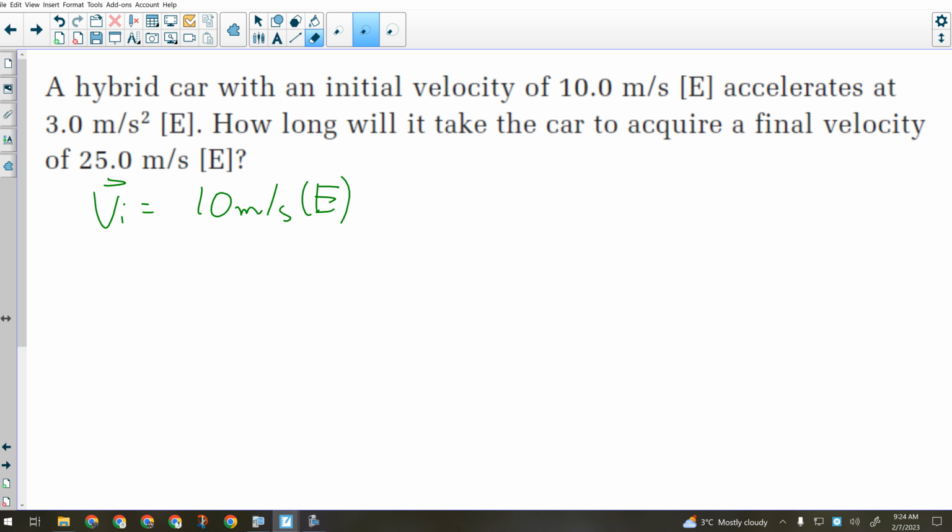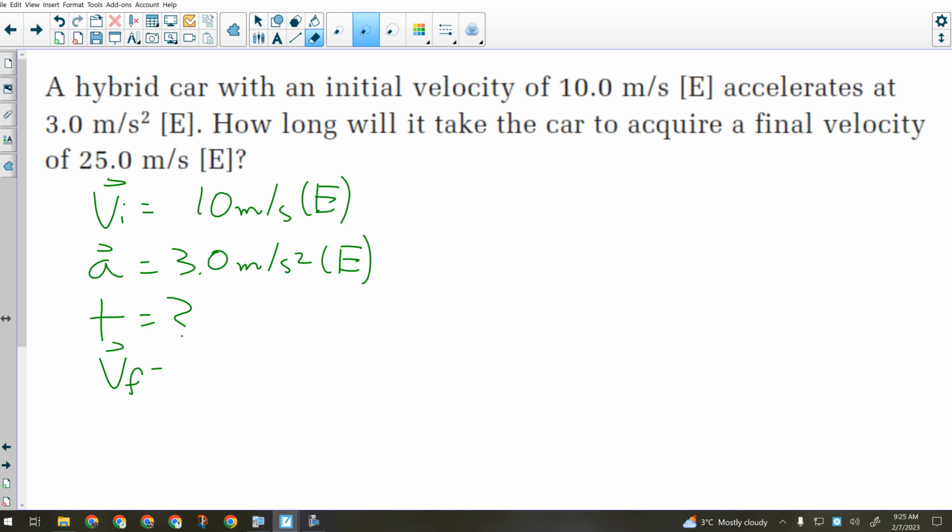Accelerates at 3.0 meters per second squared east. What did they just give me there? The acceleration. Okay, how long will it take? What am I looking for? Time. To reach a final velocity of 25 meters per second east, so that's VF.